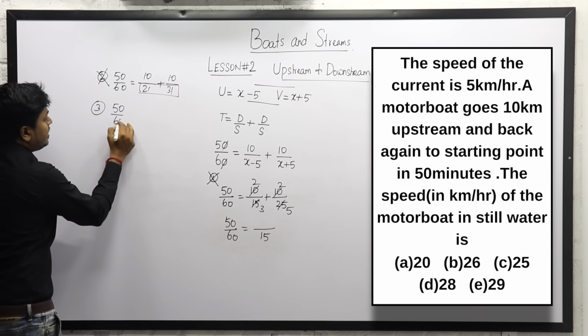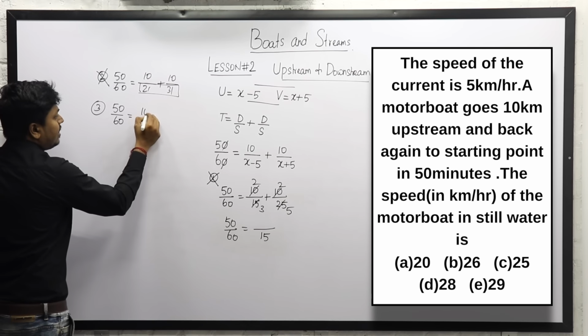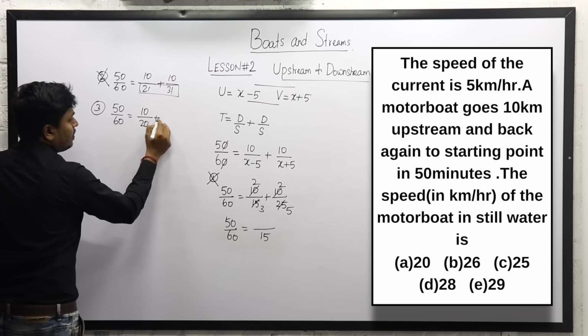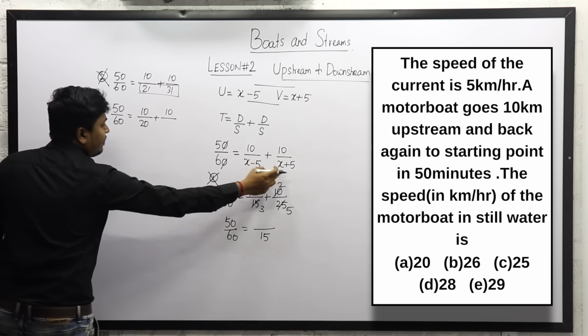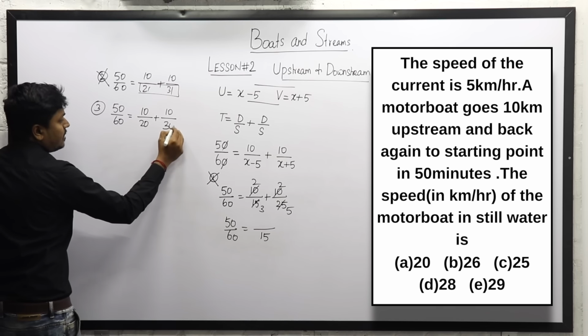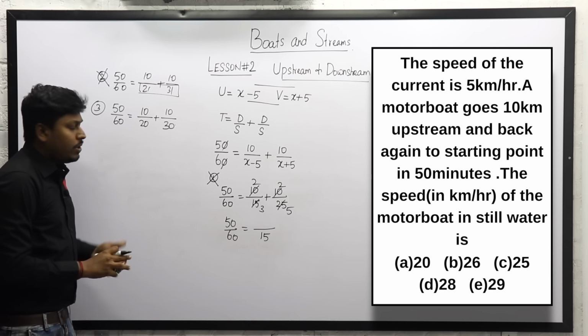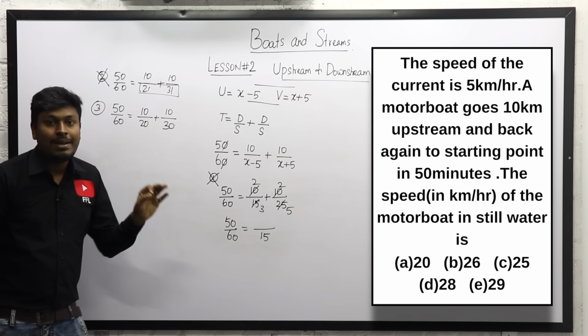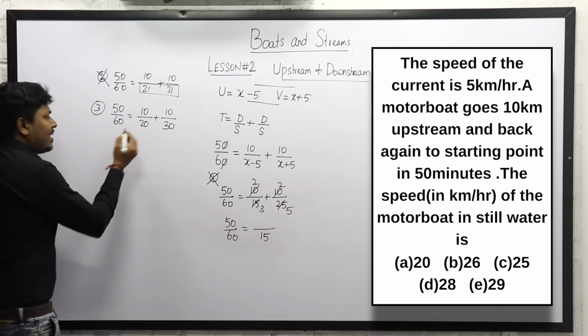So 50 by 60 is equals to 10 divided by 25 minus 5 will be 20, plus 10 divided by 25 plus 5 will be 30. Just see here. Now you can get LCM. What? 20 here, 30 here. What is the LCM? LCM will be 60. So now I think we will get the answer.